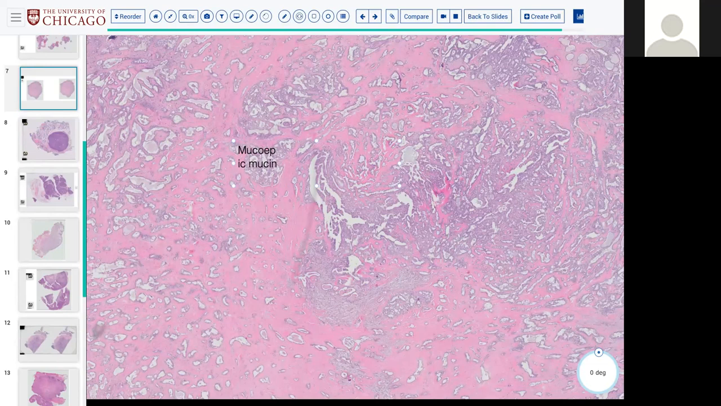P40 and P63. Yeah. Exactly. Like a squamous or a myoepithelial marker. So both P40 and P63, because even the intermediate cells are almost primitive squamoid. So both the squamoid and the intermediate cells have P40, P63, whereas the mucocytes have the intracellular mucin.